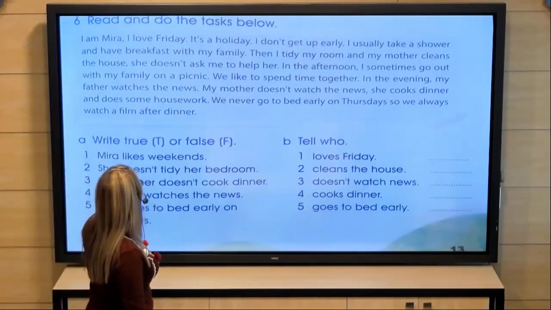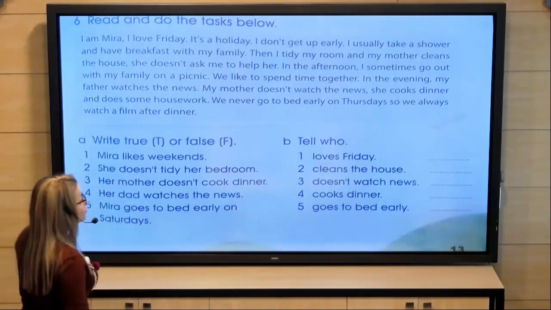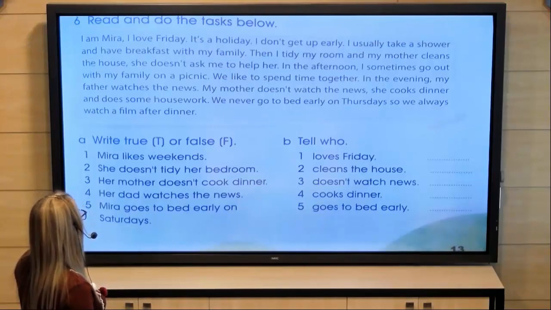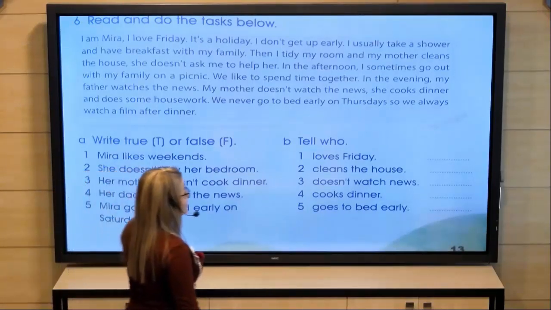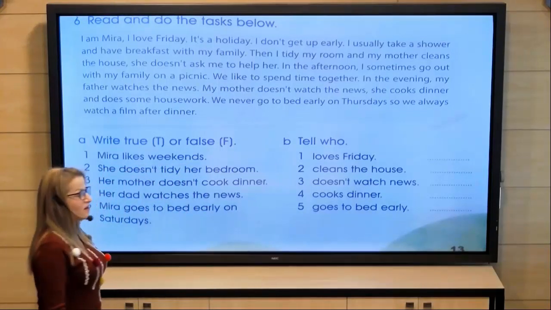In the evening, my father watches the news. My mother doesn't watch the news. She cooks dinner and does some housework. We never go to bed early on Thursdays. So we always watch a film after a dinner.